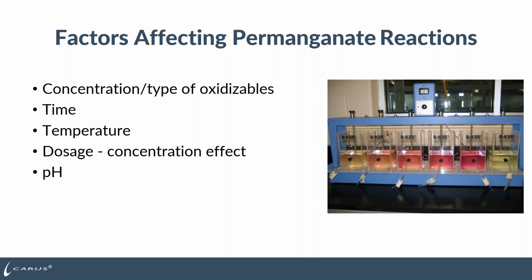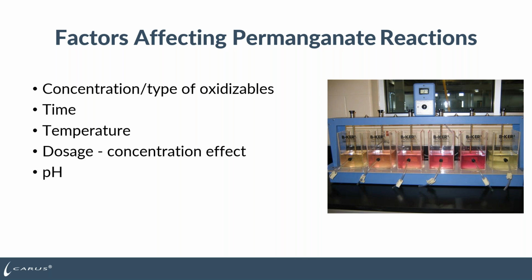So do you have iron and manganese? Okay, that's going to be very easy to establish. In the case of iron, 1 part of iron requires 1 part of permanganate. In the case of manganese, 2 parts of permanganate are required for every 1 part of manganese. So you can give yourself a baseline dosage just based on how much iron and manganese is in the water before you even start the jar test.